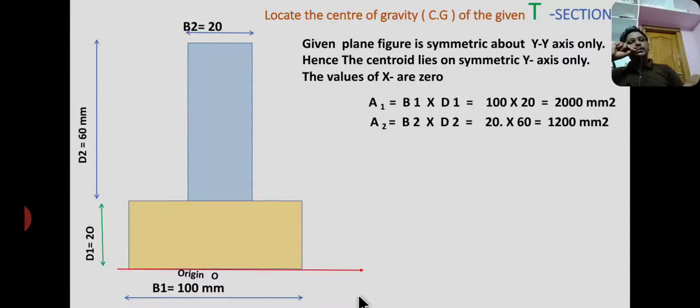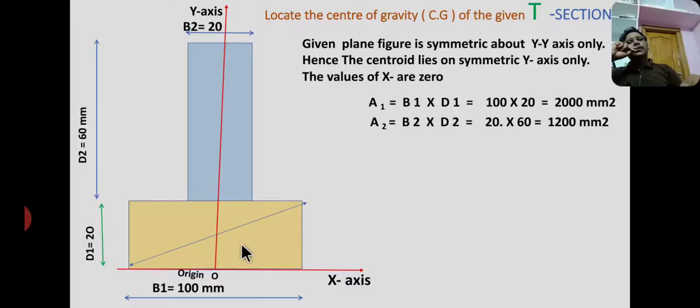Now I am considering the reference axis at the bottom edge and the y axis at the middle section of the T section. Here the given T section is also symmetric about the y axis, therefore the values of x are 0. The centroid lies on the y axis because this is the symmetric axis. So you have to find the values of y1 and y2. There is no need to find the values of x1, x2 because x1, x2 equal 0.